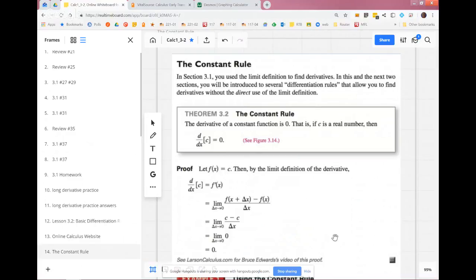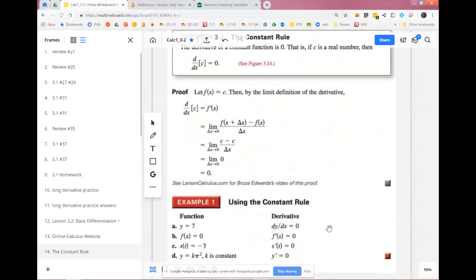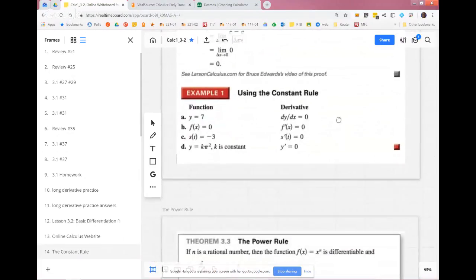There's a proof here. I'm not going to go through it right now, but let's apply it. Okay, so any constant. So here we have y equals 7. That's certainly a constant. What's the derivative? 0. The second one, f of x equals 0. 0 is a constant. Derivative, 0.